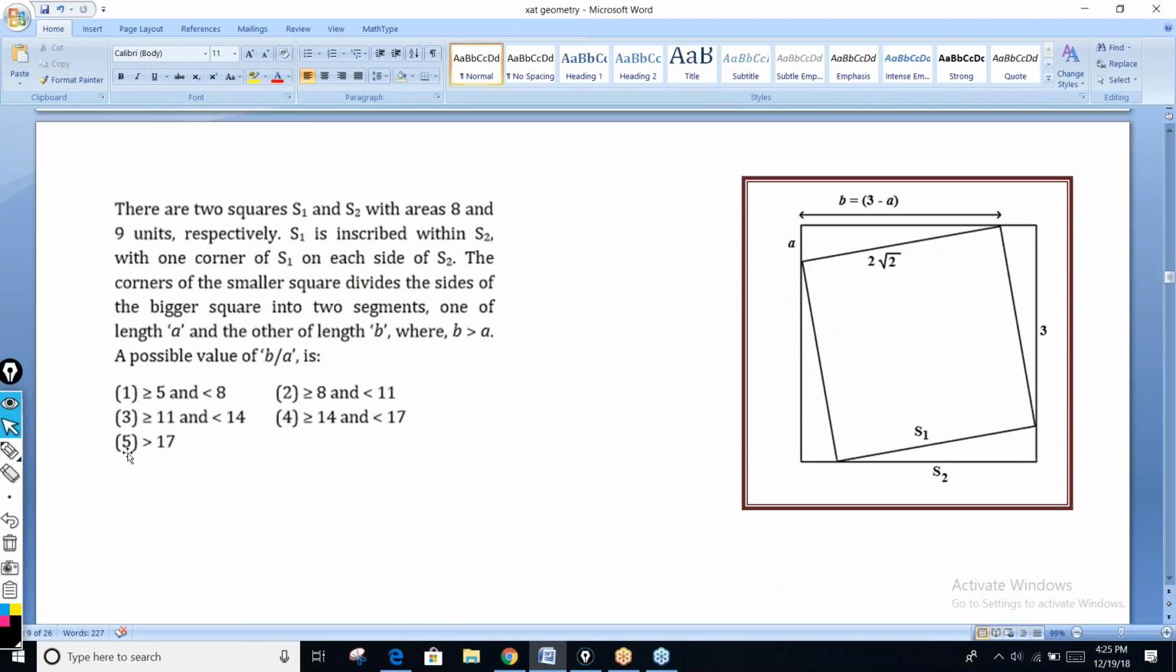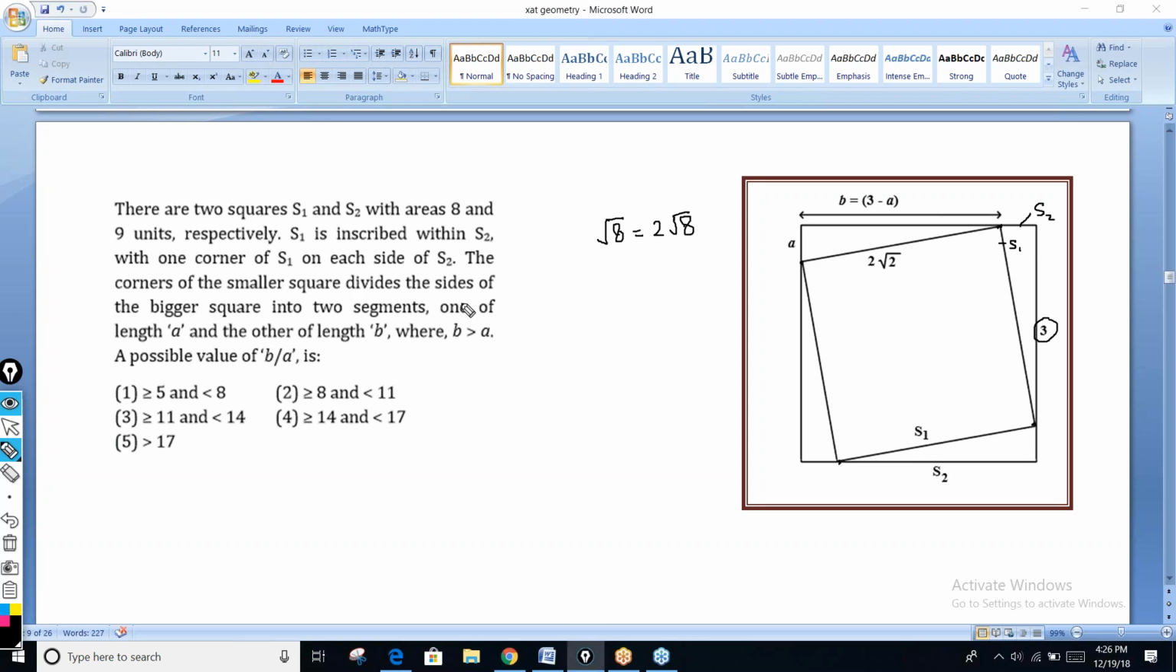This is also doable. The question was there are two squares S1 and S2 with areas 8 and 9. So obviously the smaller area will be S1 and the bigger area is S2. Area is given, so side is given. The complete side of S2 will be 3 and the side of S1 will be root 8, which is 2 root 2. S1 is inscribed within S2 with one corner of S1 on each side of S2.